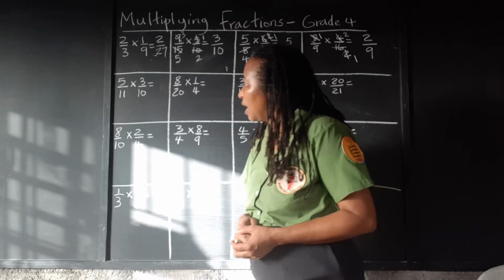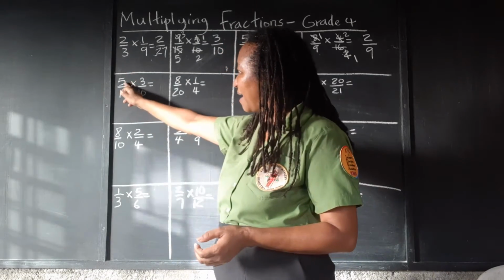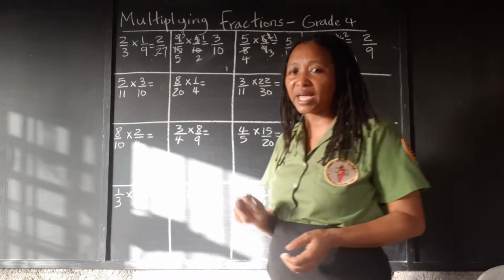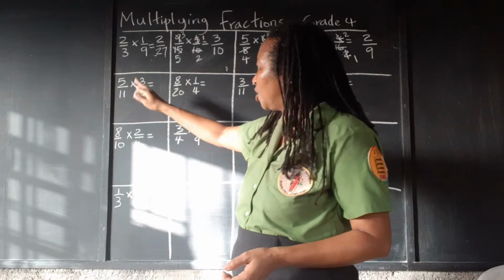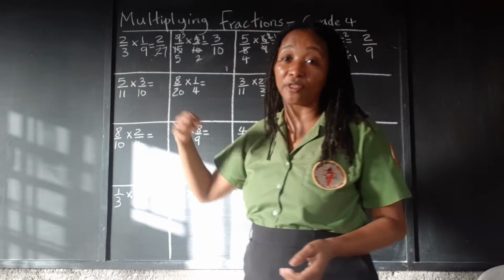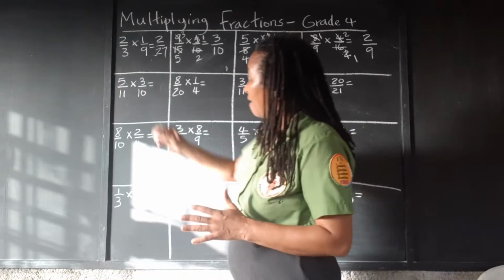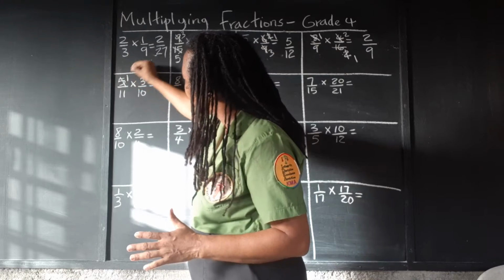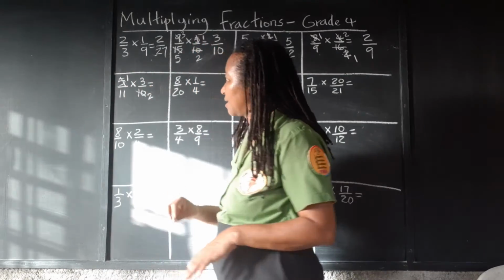Second row. Looking at the second row, I'm seeing where I can reduce the 5 and the 10. There's nothing I can do to reduce the 3 or the 11, right? Nothing up here can reduce the 11. Nothing down here can reduce the 3. So I'm going to work with the 5 and the 10. 5 goes into itself once and 5 goes into 10 twice.